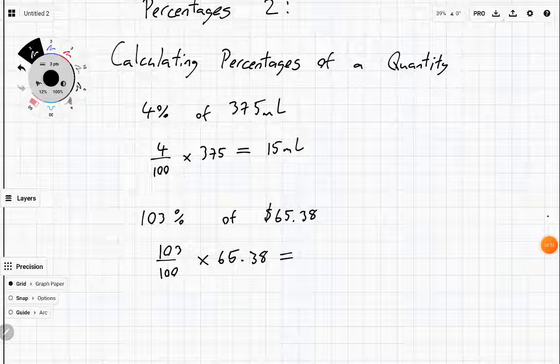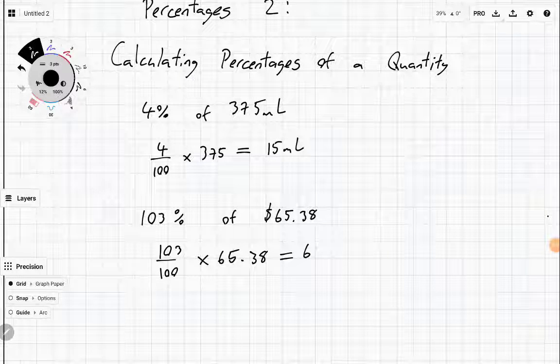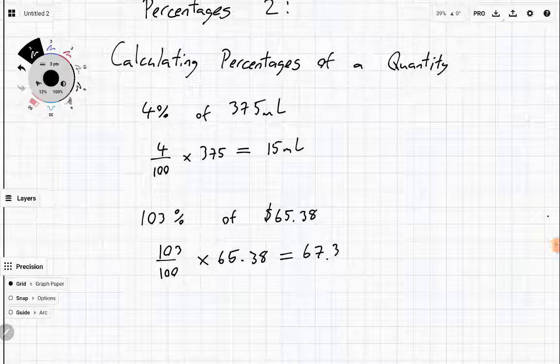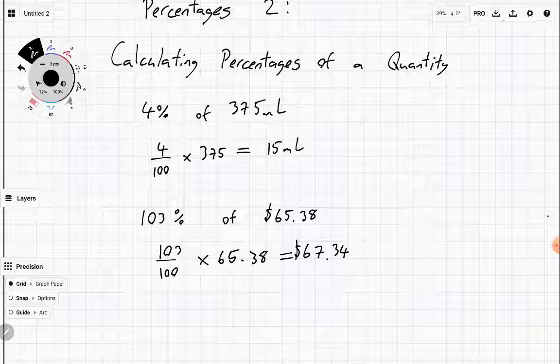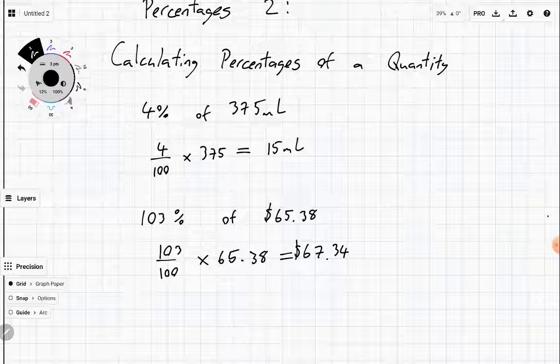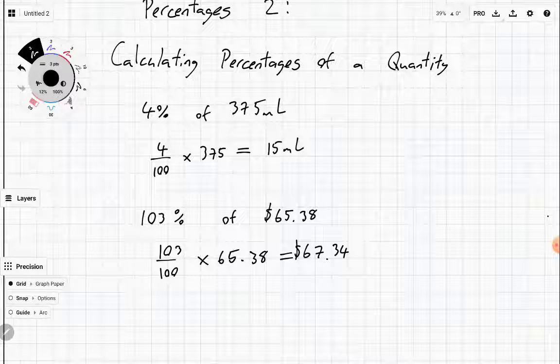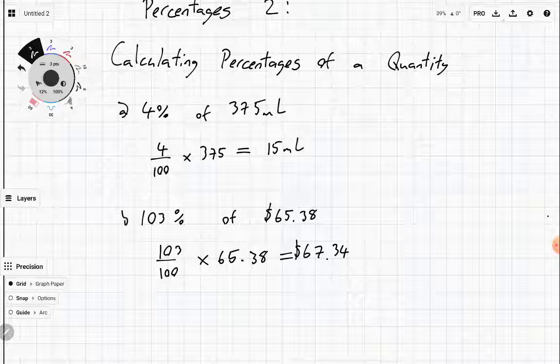So we get $67.34. If you're a real business, you'd probably round that up to 35 cents. You probably wouldn't leave it at 34. Or in fact, you might even just round it up to $68 just to be safe. You know, I'm going to make a huge profit on that, but you'd still work. Alrighty, so that was A, that was B. Let's look at one more.